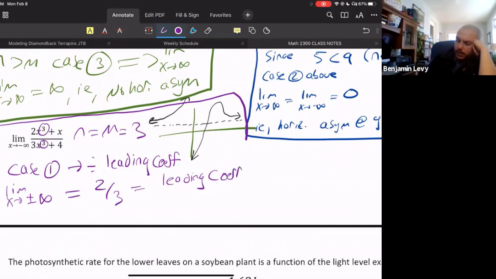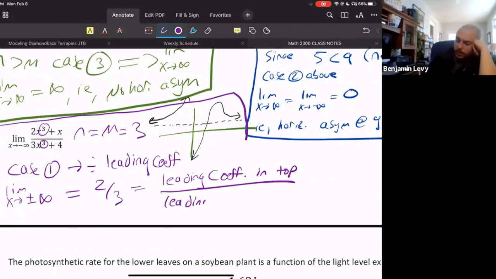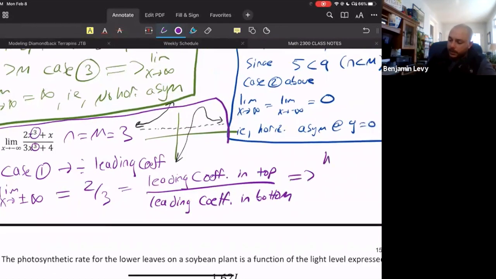Thank you. So that's the leading coefficient in the top divided by the leading coefficient in the bottom. Let me just pause there and see if that seems okay. And just to be even more clear about that, we want to say this implies there's a horizontal asymptote at y equals 2/3. That's what I'm trying to show in the picture. This dotted line is at the point 2/3, and way out on the edges of that graph, it's going to get closer and closer to 2/3. Let me just stop there and see if that seems okay.